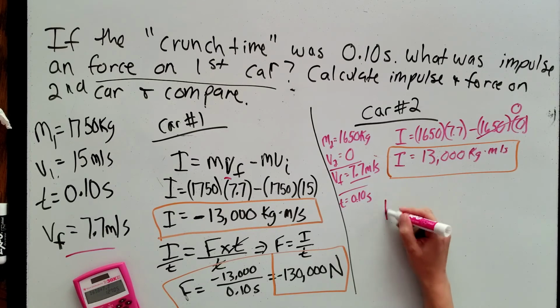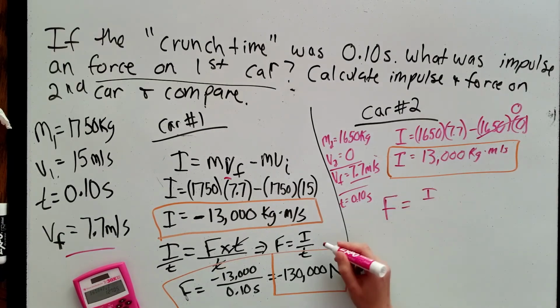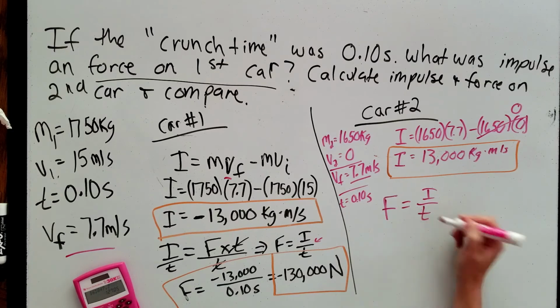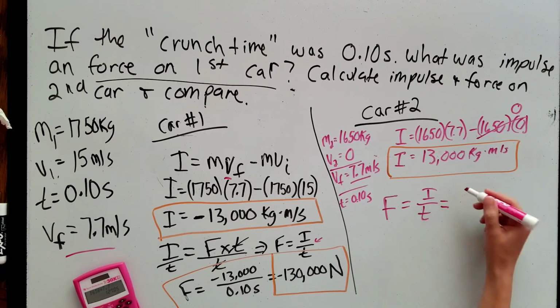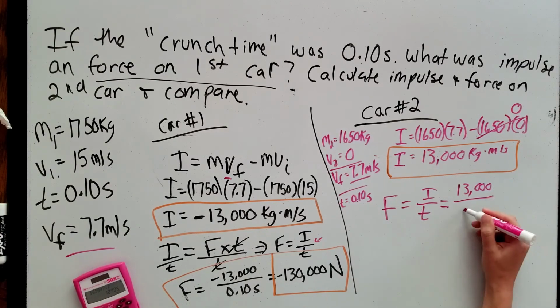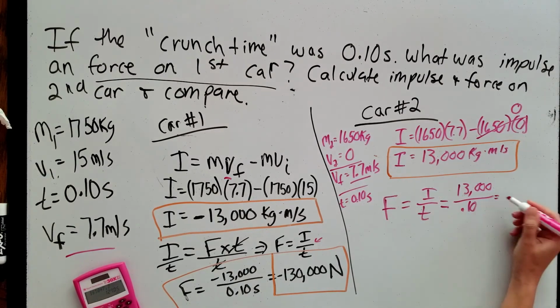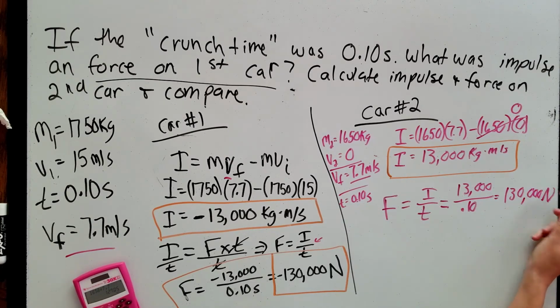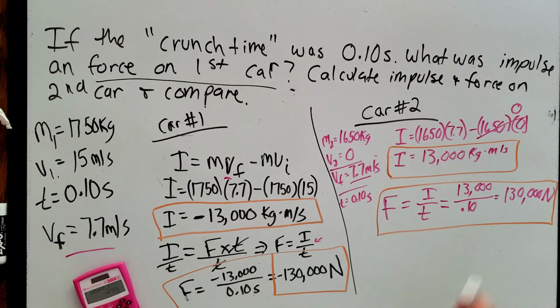So I'm going to use my already rearranged equation that I rearranged over here and just plug in my numbers. So my impulse is 13,000. That's what I just calculated for car 2. I'm going to divide it by my time, and I get positive 130,000. Units are newtons. So the force on car 2 is positive 130,000. Car 1, negative 130,000. So opposite and equal. We just proved the conservation of momentum.